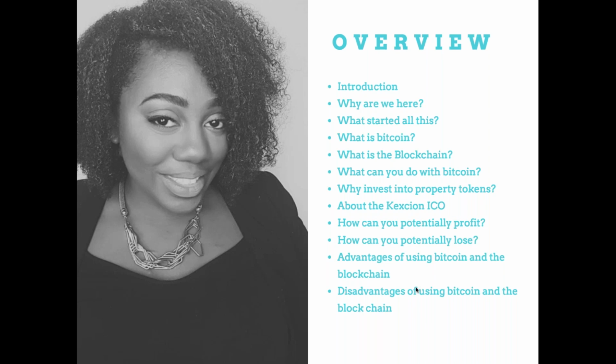We're going to talk about Capscoin and the Capscoin ICO, which is an ICO where you can buy property shares with Bitcoin. We're going to talk about how you can potentially profit from this ICO and also talk about how you could potentially lose. I want to look at the disadvantages of using Bitcoin and the blockchain and the advantages as well. So we're going to cover a few things and hopefully it will make sense and you guys can go away with some of this information and actually apply it. Okay? You know, knowledge is important, but applying it is even more important.